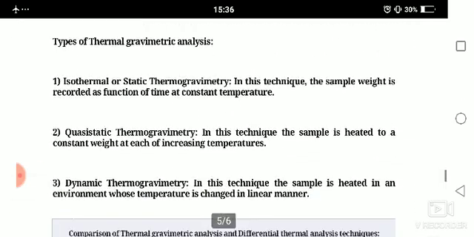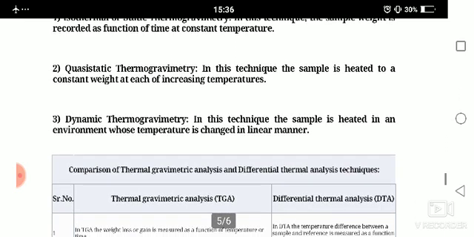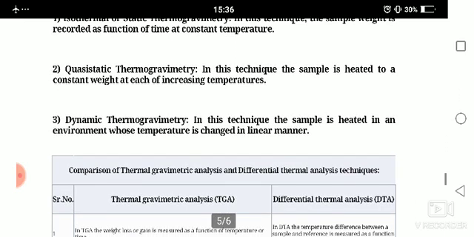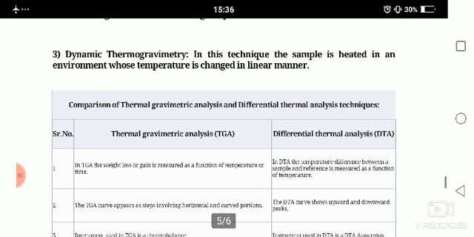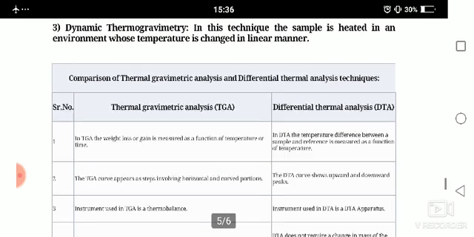The types of thermogravimetric analysis are isothermal or static thermogravimetry. In this technique, the sample weight is recorded as a function of time at constant temperature. Quasi-static thermogravimetry is a technique in which the sample is heated to a constant weight at each of the increasing temperatures. Dynamic thermogravimetry is a technique in which the sample is heated in an environment whose temperature is changed in a linear manner.